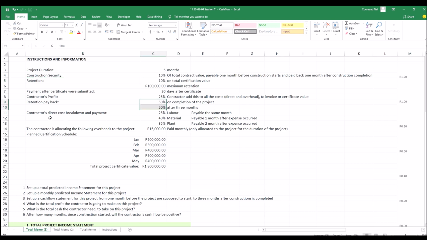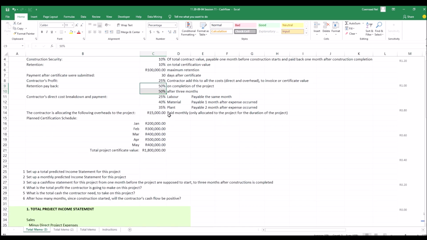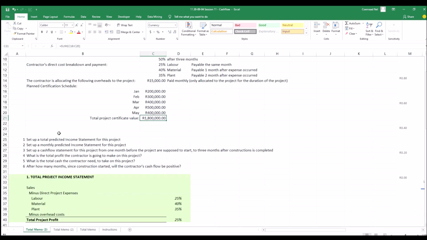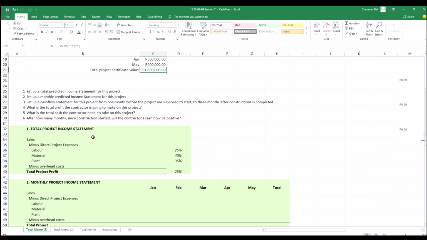They talk about the contractor's direct cost breakdown structure. So how do we work out the different parts of the direct costs, the project costs. Then they say something about an overhead cost in the project, and they give us a schedule of the certificates, how we're going to get paid over the duration of the project, with the total certificate or invoice value that we have at the end. Good. So then they ask us a few questions, and let's quickly run through those questions.